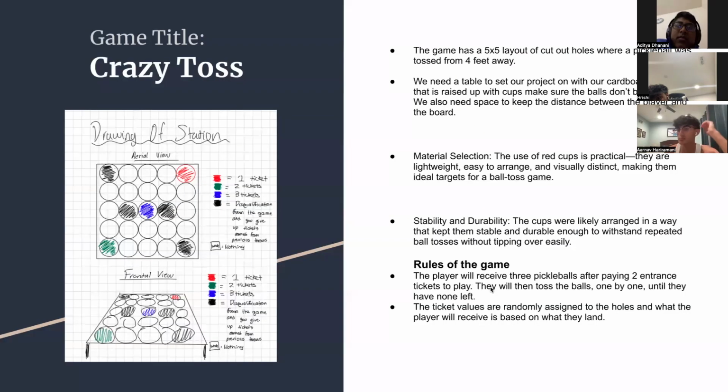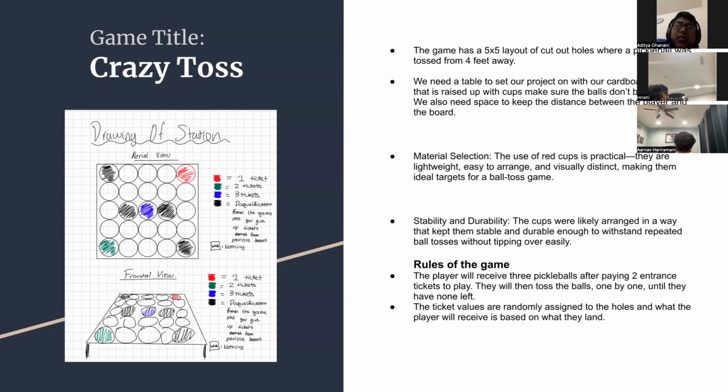So our game was Crazy Toss, and the game has a 5x5 layout of cutout holes where pickleballs were tossed from 4 feet away. We need a table to set up our project on with a cardboard cutout that is raised with cups to make sure the balls don't bounce out. We also need space for a distance between the player and the board.